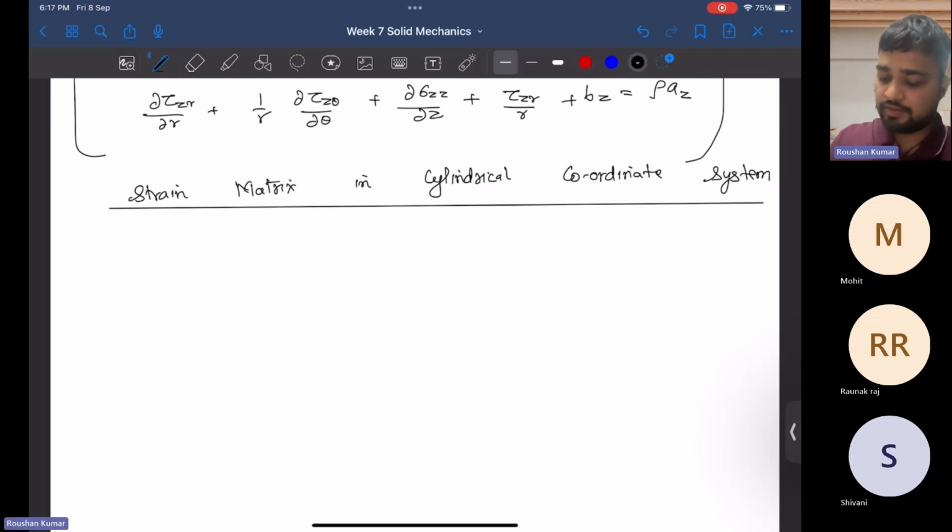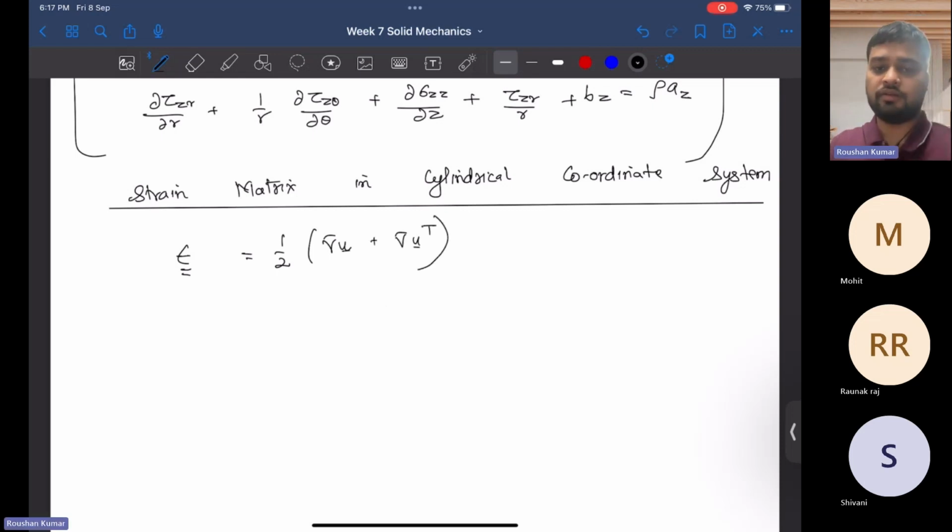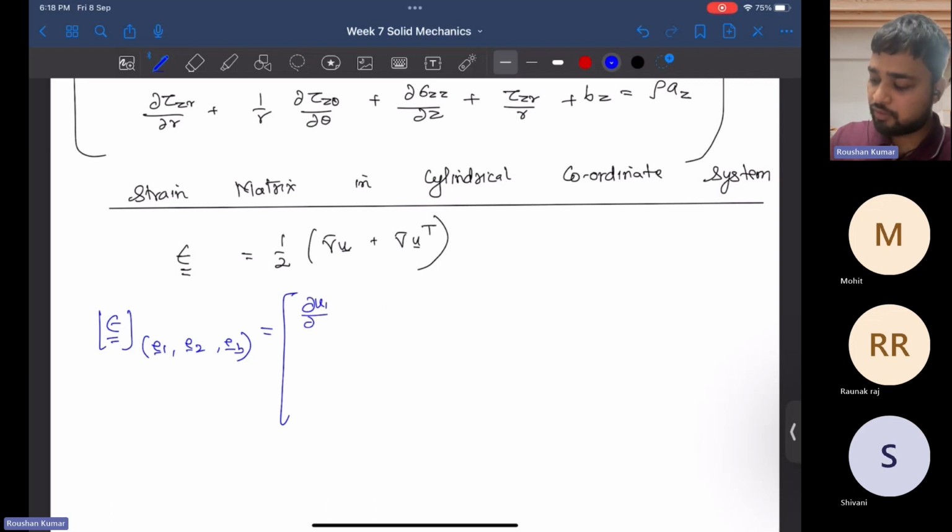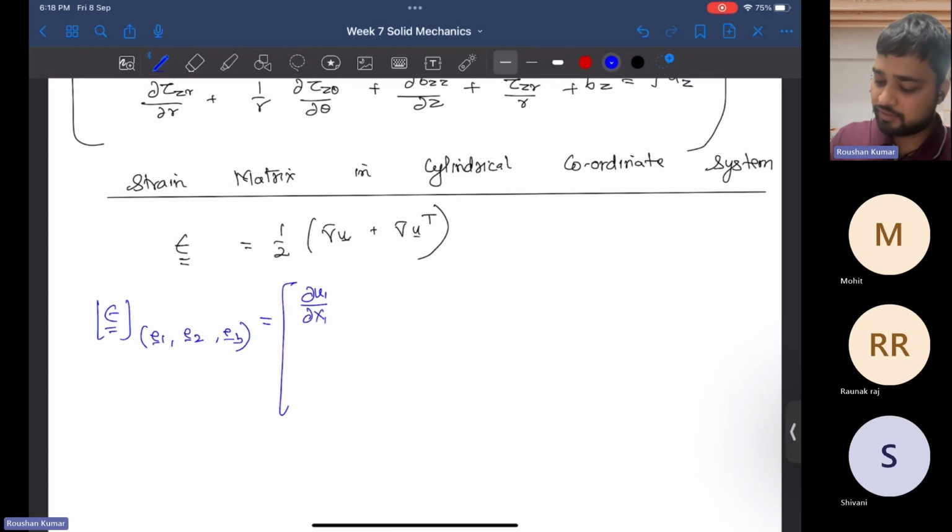As we know from the previous lectures, the strain matrix, which is the strain tensor basically, is given by half of grad u plus grad u transpose. I already mentioned it in the previous lectures, so you can go through them and see the expression of this strain tensor. When we write it in the Cartesian coordinate system, that is in E1, E2, E3 coordinate system, it is given by del u1 upon del x1, half of del u1 upon del x2 plus del u2 upon del x1, half of del u1 upon del x3 plus del u3 upon del x1.